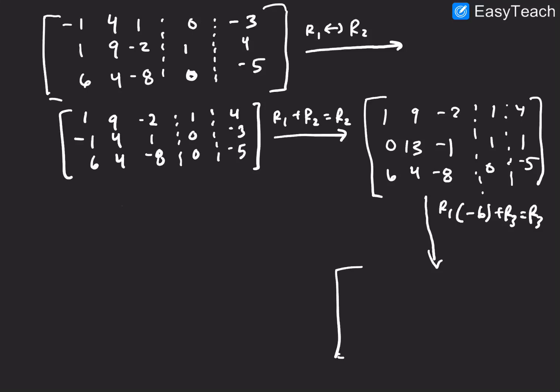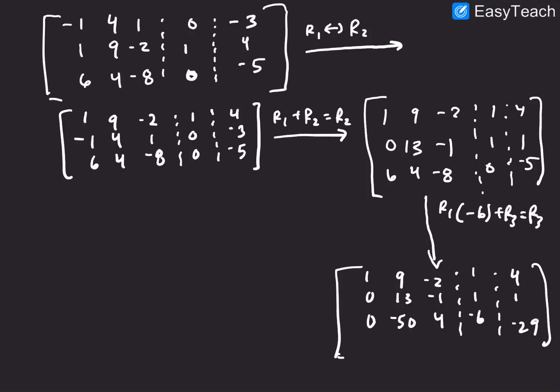So the new augmented matrix will look like 1, 0, 0, 9, 13, -13. You're not going to like this, but it's -50. Oh, it's not -13. It's -50. -50, -2, -1, and 4. And then we have 1, 1, -6. And you have 4, 1, -29. Don't be afraid of huge numbers, because as long as you trust the math and you do it column by column, you'll get the right answer.